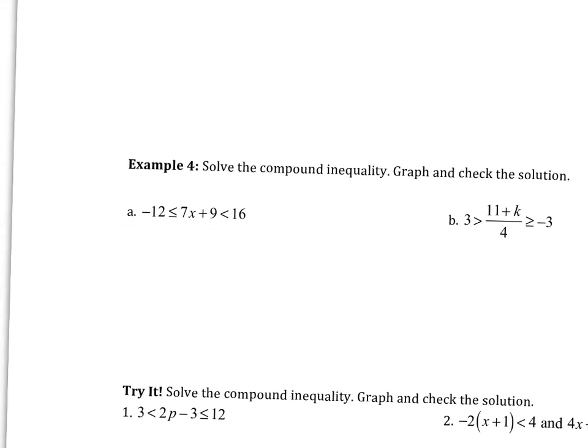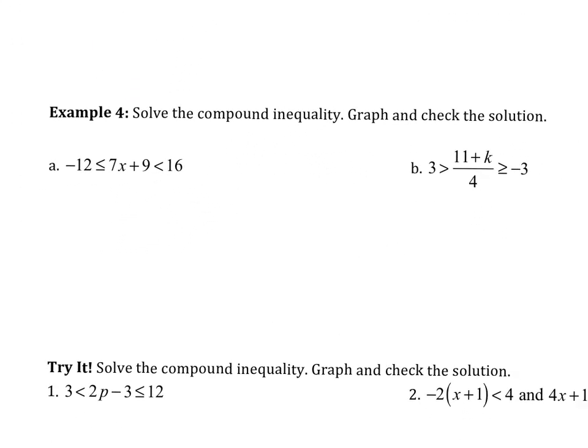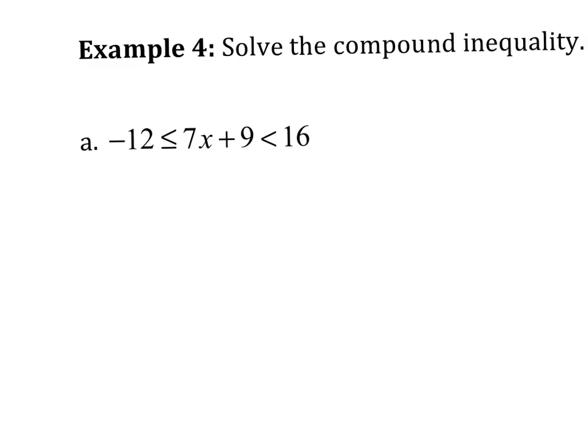Now let's look at another type of problem. Notice that this one is a compressed inequality. -12 is less than or equal to 7x plus 9, which is less than 16. So we have a lower bound and an upper bound. So what we're going to do is we're going to show you that this can split into two separate inequalities. But then we're going to do the problem over here where we don't do the split. We're going to see that it actually is going to be the same thing.